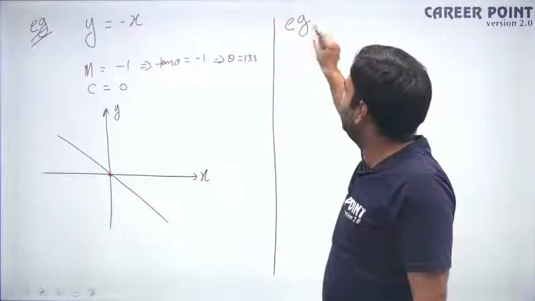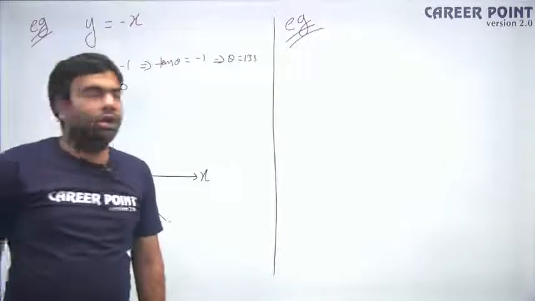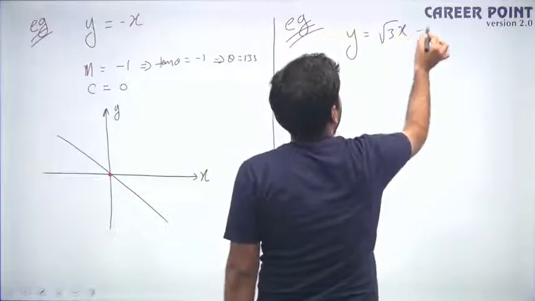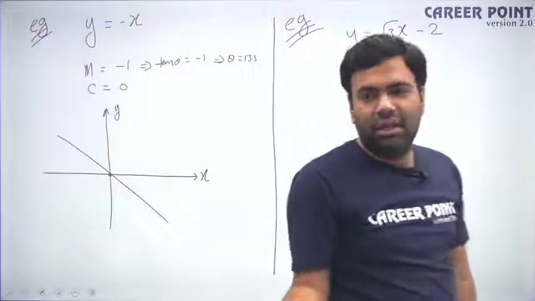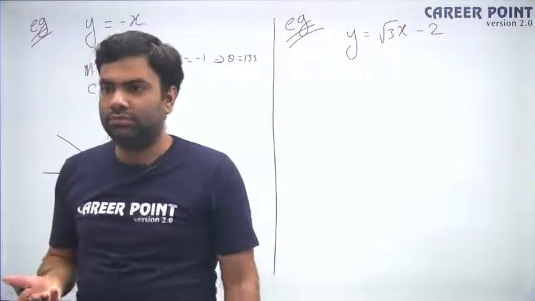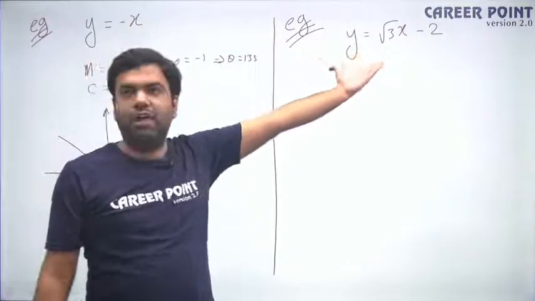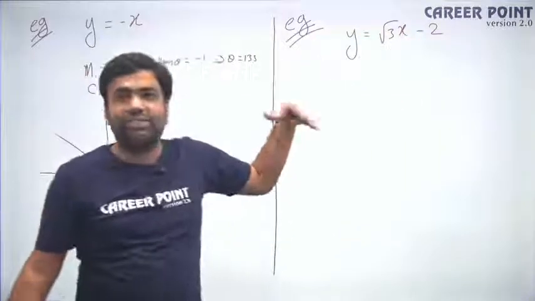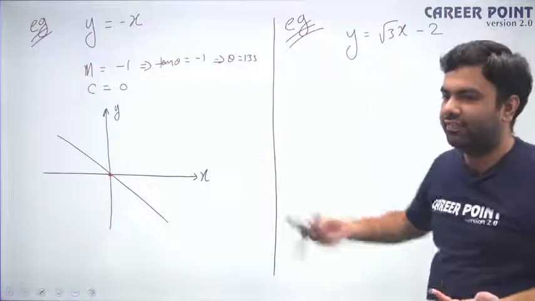See, another example that you are going to tell me. Take y equals root 3 x minus 2. What is the value of m and what is the value of c? And try to draw the graph by yourself. Find out the slope and the y-intercept. See, this is the equation of a straight line. If you get x square or x cube, that is not a straight line. That will be a curved graph.